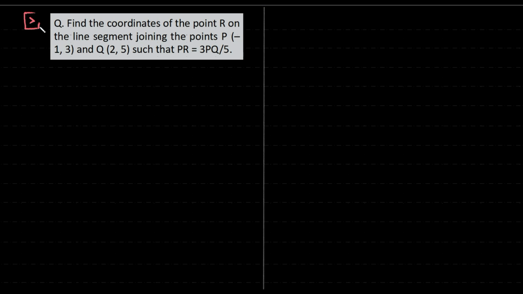Find the coordinates of point R on the line segment joining P and Q such that PR is equal to 3 times of PQ by 5. So the very first thing is, we'll write the given. We have point P, which is (-1, 3), point Q, which is (2, 5), and we have PR, which is 3 times of PQ by 5.